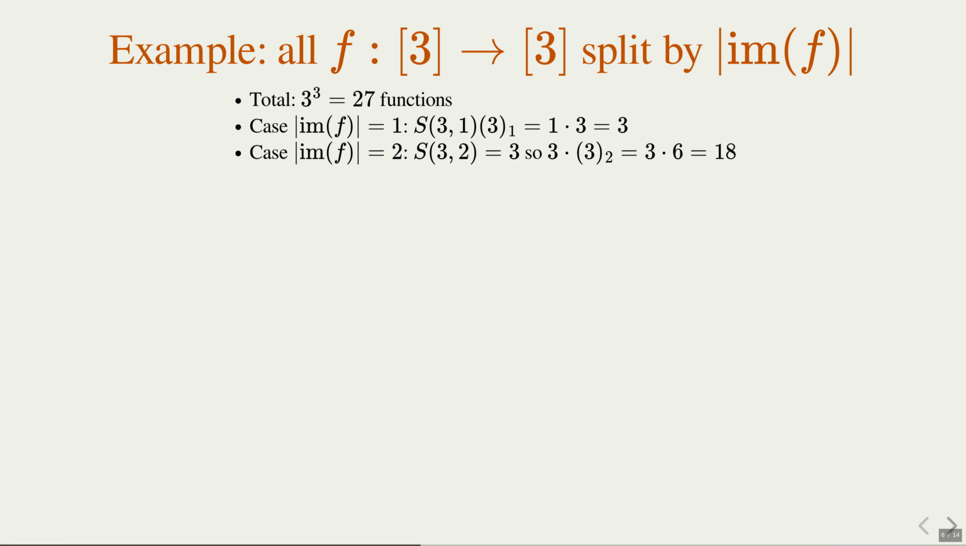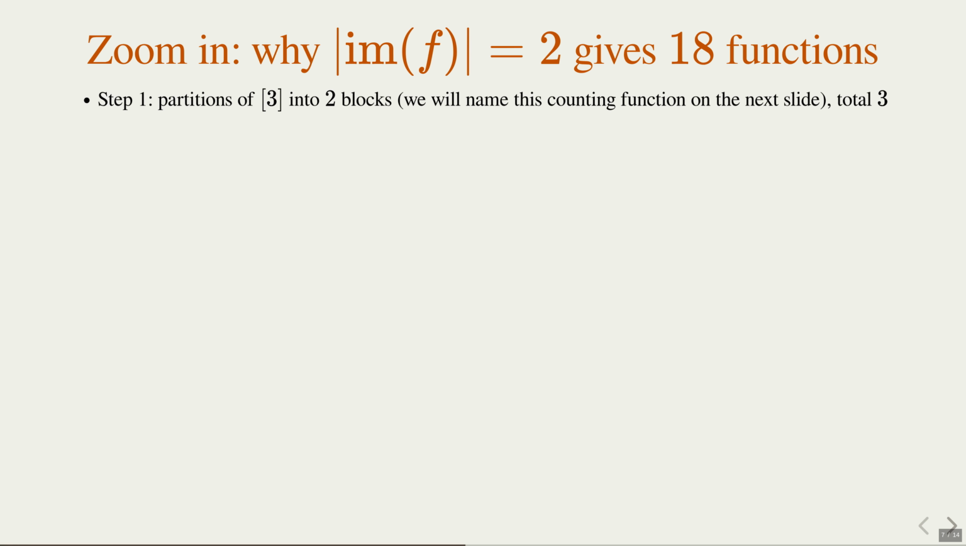For image size 2, that coefficient is 3, and the falling factorial 3 falling 2 is 6, so we get 3 times 6 equals 18. Likewise, for image size 3, that coefficient is 1, and 3 falling 3 is 6, so this case contributes 6 functions. Zoom in. Why does image size of f equal to 2 give 18 functions?